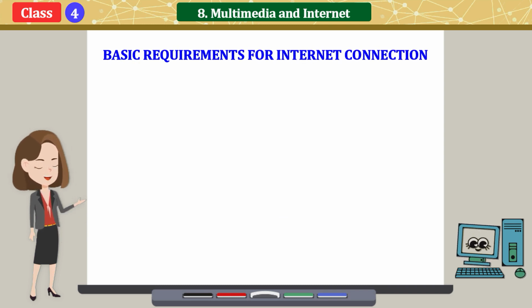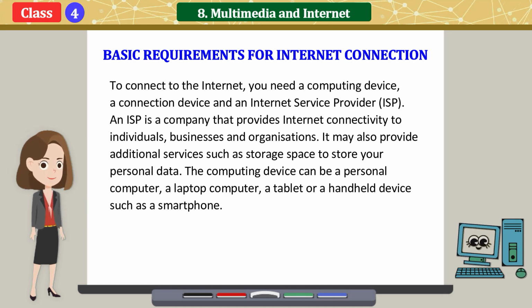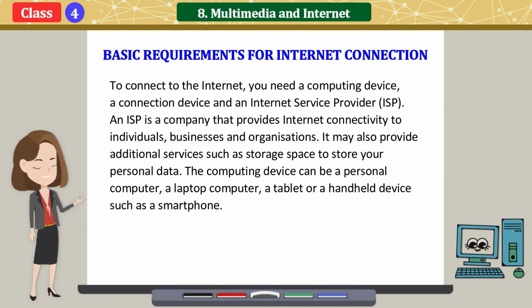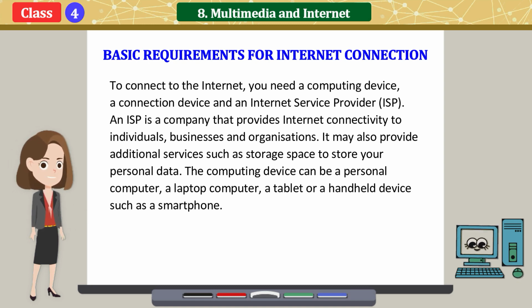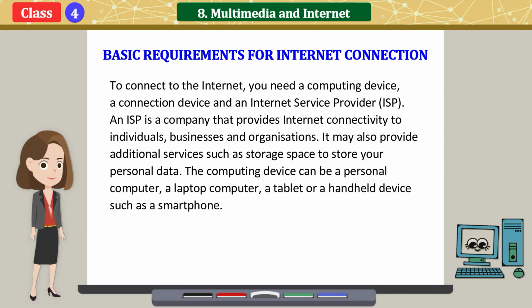Basic requirements for internet connection. To connect to the internet, you need a computing device, a connection device, and an internet service provider. An ISP is a company that provides internet connectivity to individuals, businesses, and organizations. It may also provide additional services such as storage space to store your personal data.